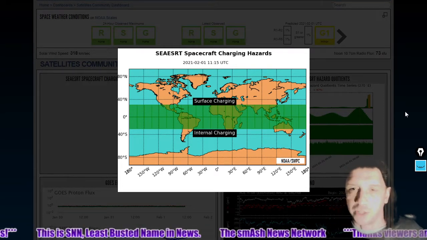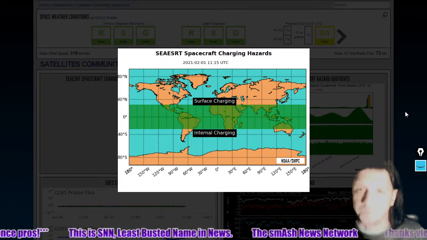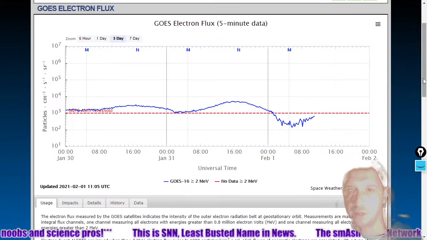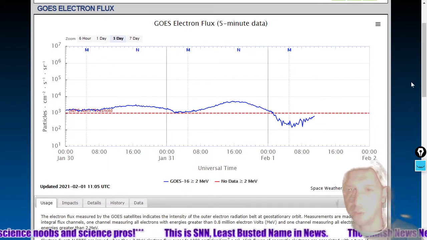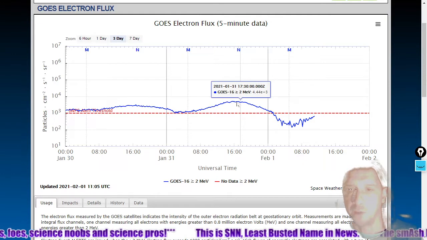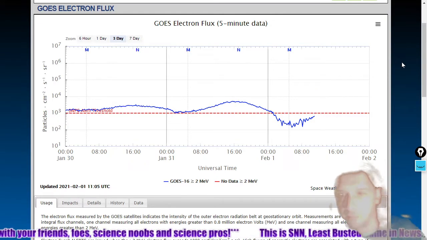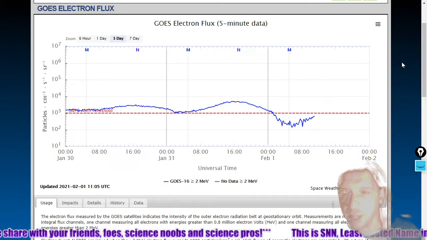We don't see many charging hazards here. In fact, 0 charging hazards. And those charging hazards are based on the electron flux. So here's a 3-day chart of the electron flux. And we reached all the way up to about 5,000 pulse flux units yesterday. Sorry, patrons, I didn't get around to warning you about that. It looks like we're going back into warning levels again here.